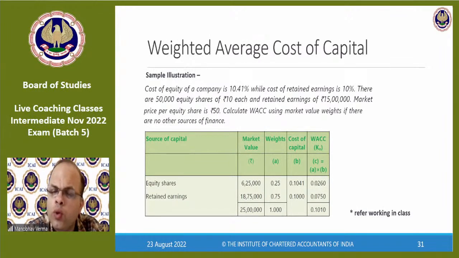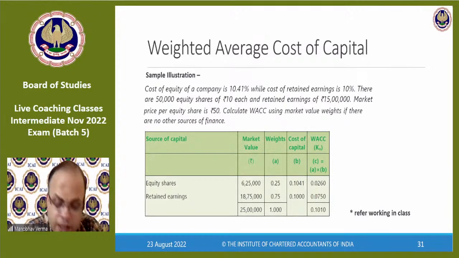Aditi, yes. The question will tell you the book value and the market value. Hiral, if you're asking me that question again, I have to go back to that illustration. I'm again repeating the illustration we started our class with today.